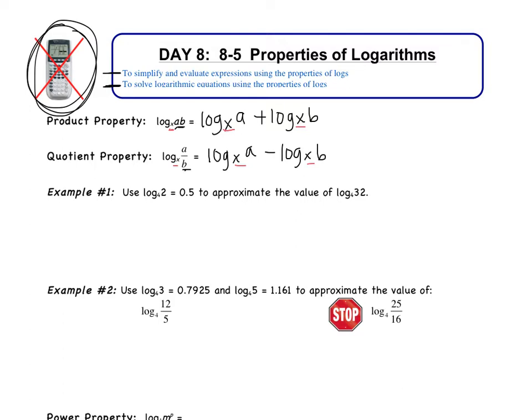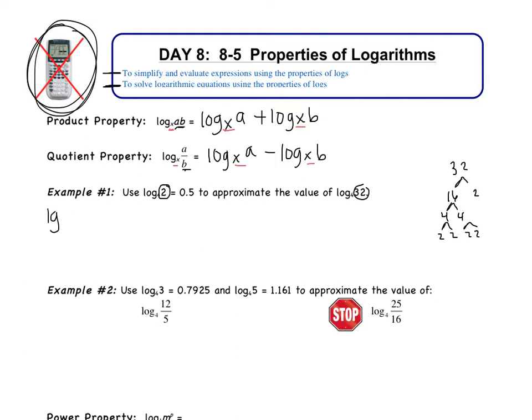In example 1, it says log base 4 of 2 is 0.5, and I'm going to use that to approximate the value of log base 4 of 32. Okay, so I'm either going to be using the product or quotient property. I'm going to be multiplying or dividing. I need to think, how am I going to get from 2 to 32? So let's break down 32. 32 is 16 times 2. 16 is 4 times 4. 4 is 2 times 2.